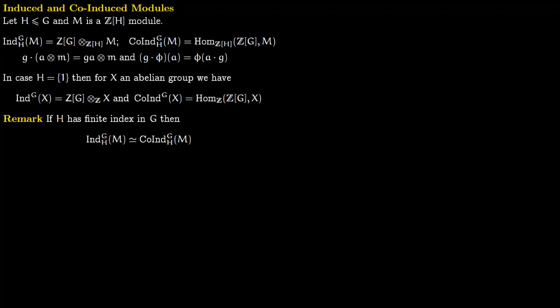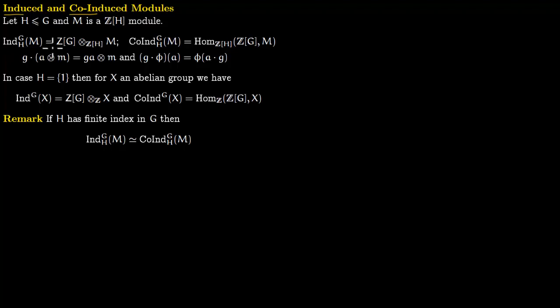In this lecture we talk about induced modules, co-induced modules, and then Shapiro's lemma. So let us start with the definition of induced and co-induced modules. Say H is a subgroup of G and say M is an H module. Since H is a subgroup, we can make this M into a G module, and that's precisely the purpose of induced and co-induced modules.